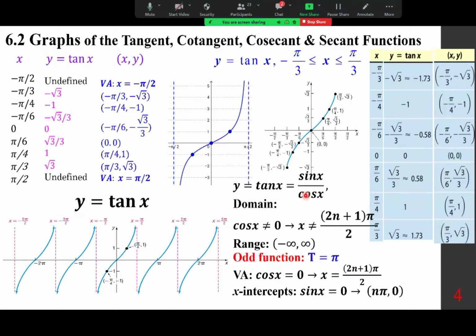Vertical asymptotes occur when cosine is 0. Cosine is 0 at (2n + 1) times pi over 2. An x-intercept happens when the numerator is 0. Sine x is 0 at n pi. So the fact that tangent is sine over cosine will help us come up with all of these easily.